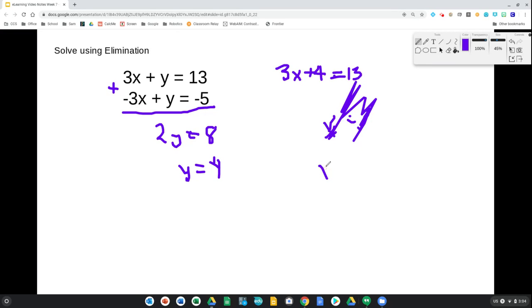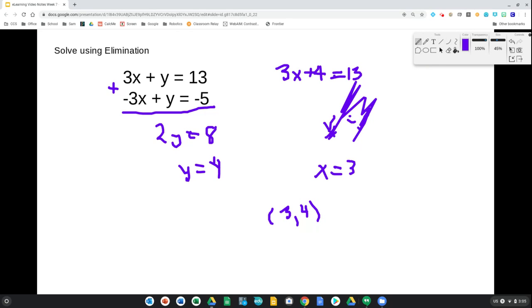You're going to get x equals 3, and you're going to get y equals 4. And so make sure you type your answer in that order. Make sure you type in the 3 first, because we always put the x first, and then put the 4 second, because we always put the y second.